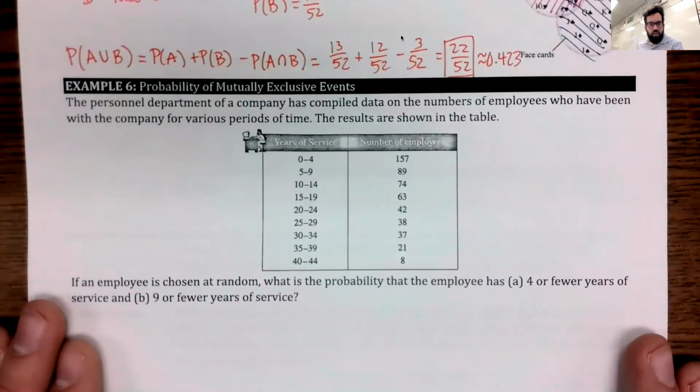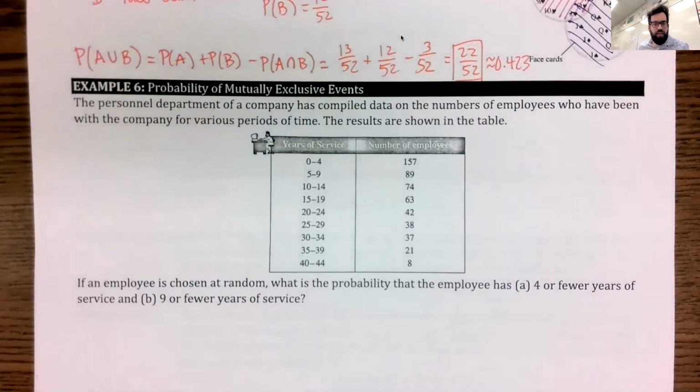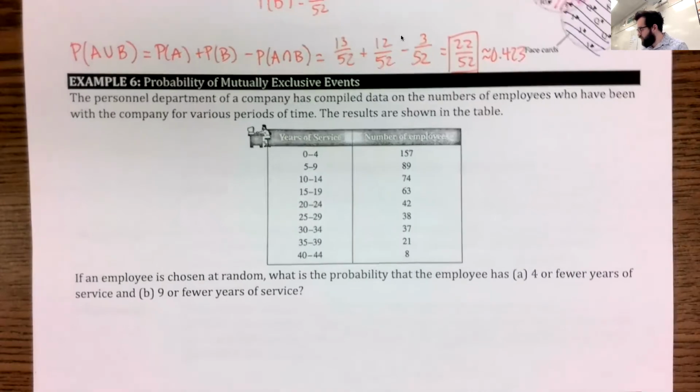So let's take a look at this question. The personnel department of a company has compiled data on the numbers of employees who have been with the company for various periods of time. The results are shown in the table. If an employee is chosen at random, what is the probability that the employee has A, 4 or fewer years of service, and B, 9 or fewer years of service? So let's take a look.